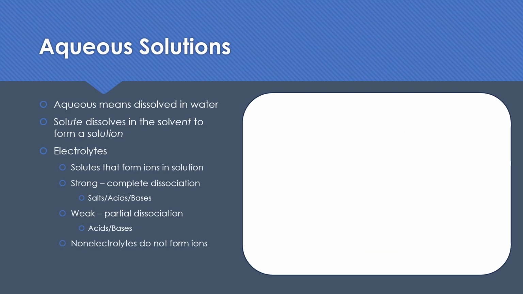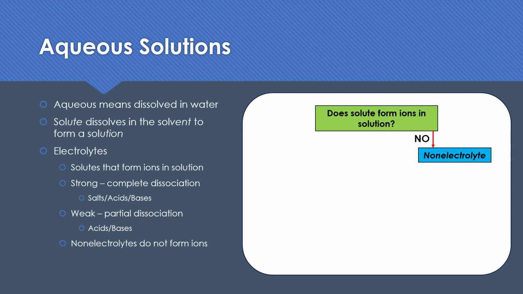If you're not sure where something falls in the electrolyte chart, you can follow this handy-dandy flow chart. The first question is, does the solute form ions in solution? If it doesn't, then that's a non-electrolyte. For example, sucrose. Sucrose can dissolve in water, but it doesn't form ions in solution. If it does, then you have to ask, is it ionic? Is it an ionic solute, or is it a molecular solute?